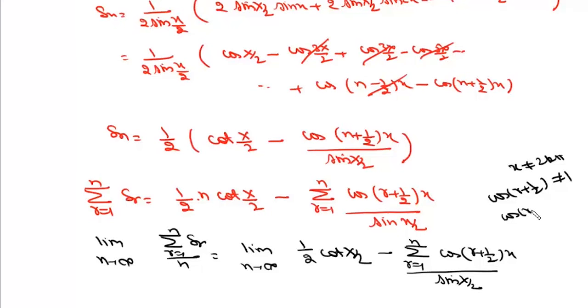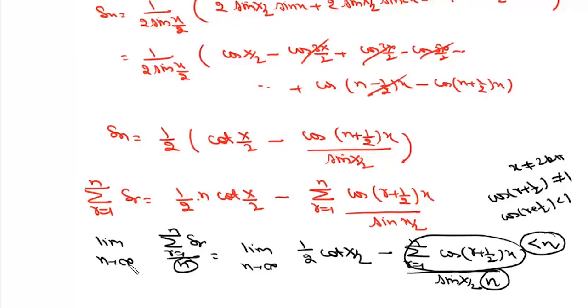That means this cos r plus 1 by 2 is less than 1. So this summation, here we'll also have this n. This summation will be less than n, and in the denominator we have n. So the value of this limit when n tends to infinity will be 0. So the answer to this question will be simply 1 by 2 cot x by 2.